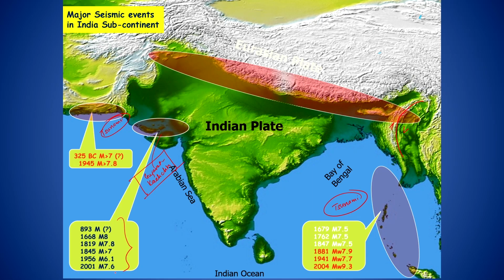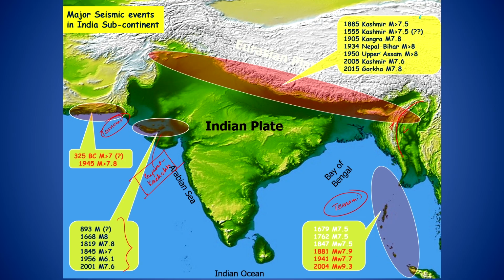Finally, if we look at this part here, we have historical earthquakes recorded and reported: 1885 Kashmir, 1555 Kashmir, 1905 Kangra, 1934 Bihar-Nepal, then the Upper Assam earthquake of 1950, then the 2005 Kashmir earthquake, or Muzaffarabad earthquake, and 2015 was your Gorkha earthquake. So we have records of past major earthquakes greater than 7.5 in this region. We will discuss more on this and the type of deformation in the next lecture. Till then, thank you so much. Namaskar.